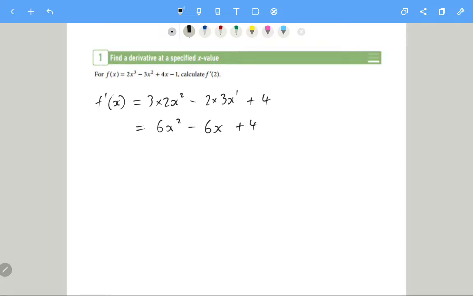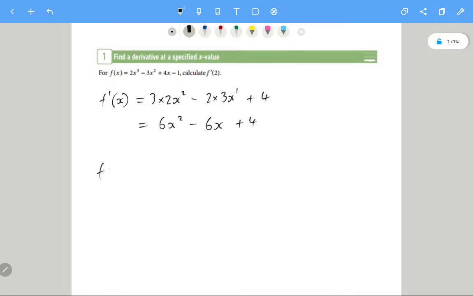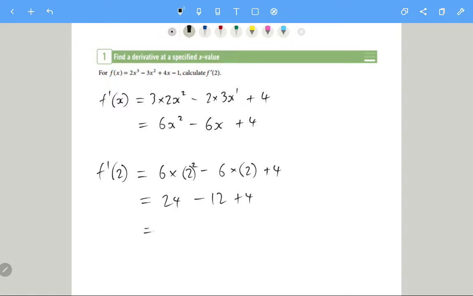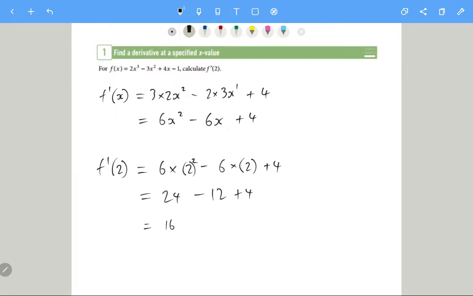Alrighty, from here what we can do is now work out what is the value when f dash of x equals 2, or f dash of 2. So substitute 2 in, we get 6 times 2 squared minus 6 times 2 plus 4. We get, first of all, 24 minus 12 plus 4. And here that gives us 24 minus 12 is 12, 12 plus 4 is 16. All right, so that means that the gradient at x equals 2 is 16, or the derivative evaluated at x equals 2 is 16.